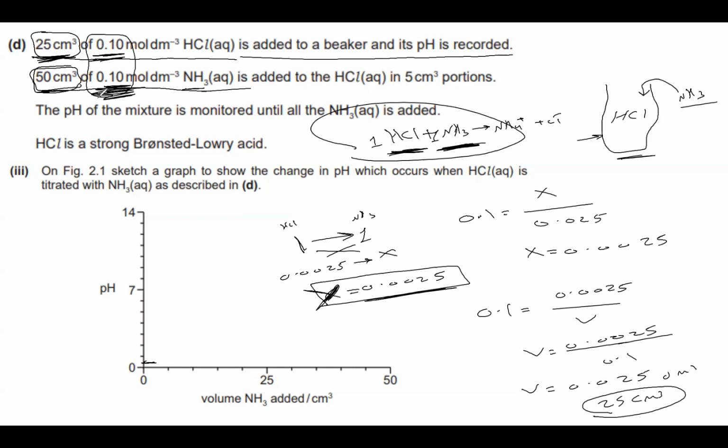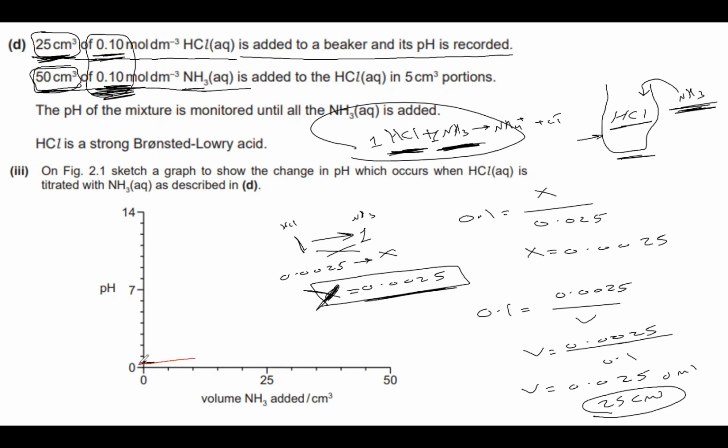I hope you understand this. So look, guys, what will happen now? We are adding NH3 to HCl. When we add NH3 to HCl, the pH will start to increase, right?